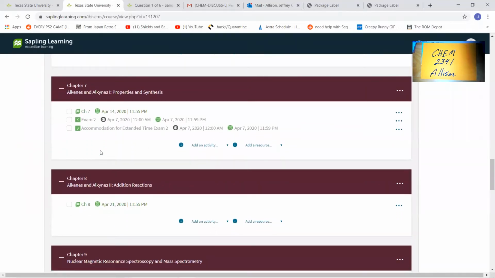You'll see it nested right after chapter 7. And so I have 2 links, and these will come active when the test goes live. So you'll see here that I have set the exam to start at midnight on April 7th and run all the way through 11:59 p.m. This is its availability.